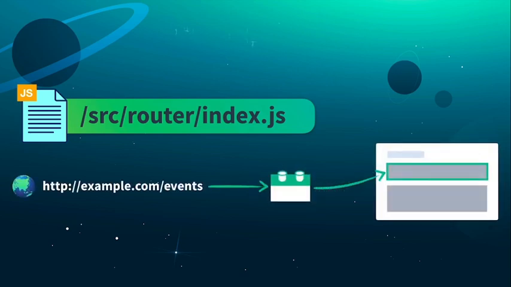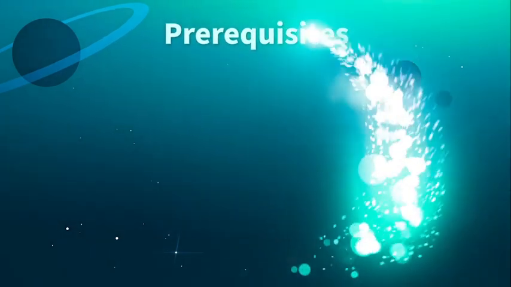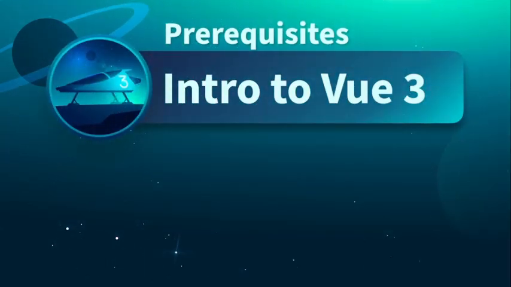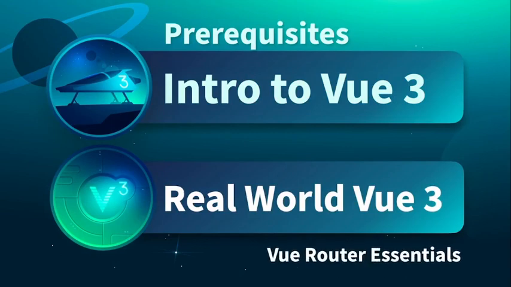This will tell our Vue app which URL paths load up which components and where they're displayed on our screen. To take this course, I'm assuming you have some basic Vue knowledge and are familiar with the concepts we teach inside of our Intro to Vue 3 course and Real World Vue 3 course, especially what is taught in the Vue Router Essentials lesson, which shows you how to set up Vue Router and the very basics of using it.